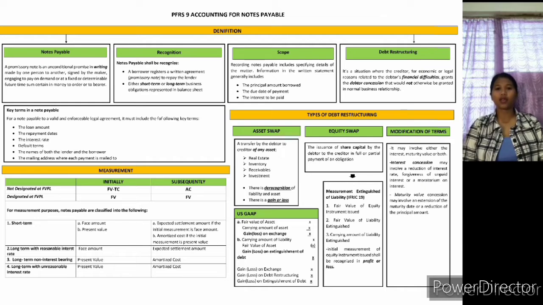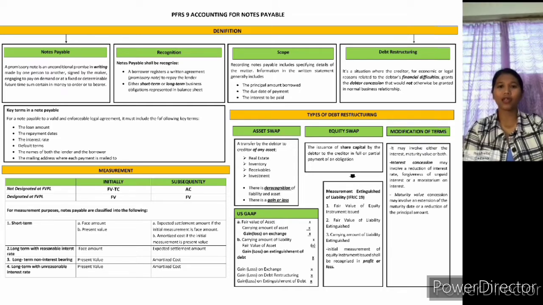We are here today to discuss the matrix in notes payable. First, let us know the definition of notes payable.